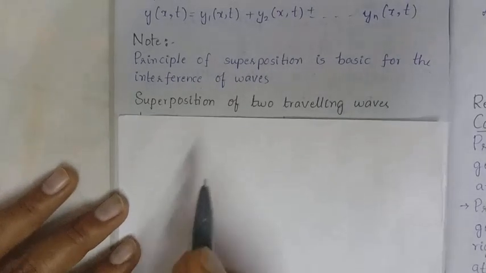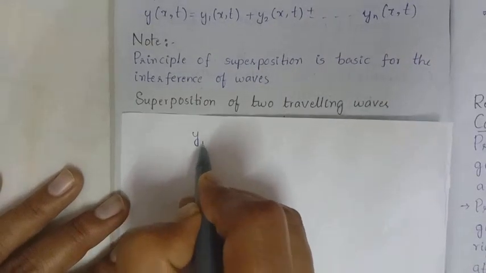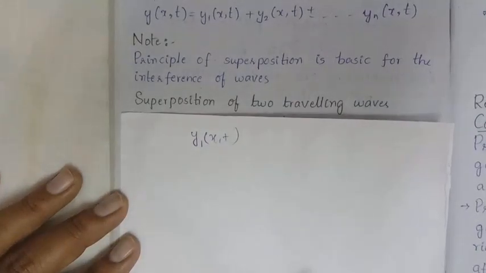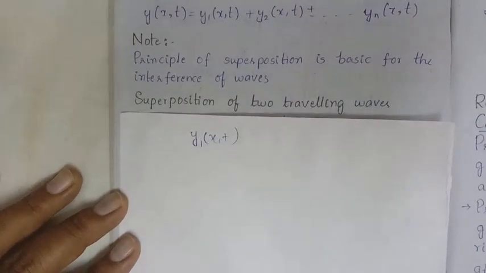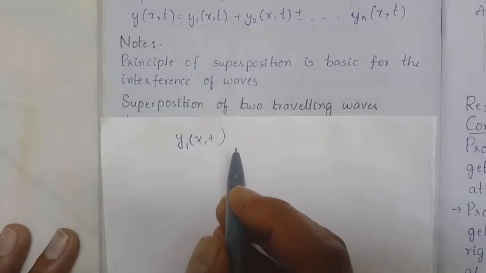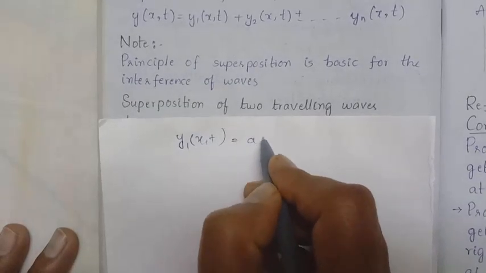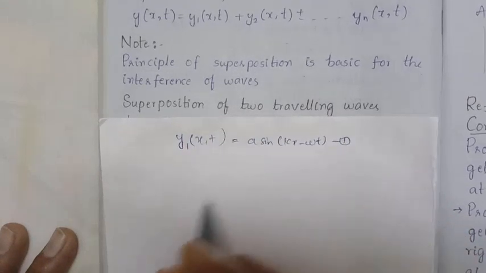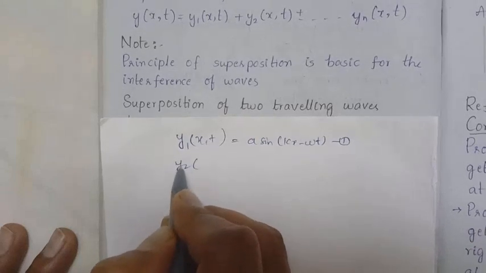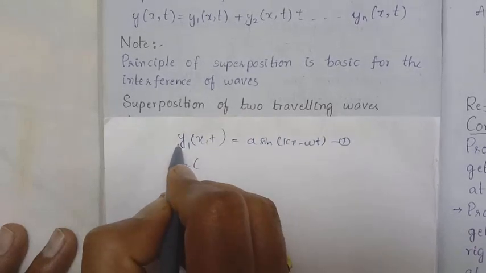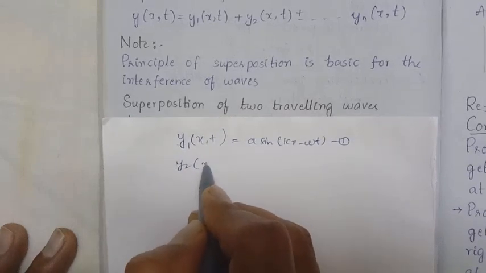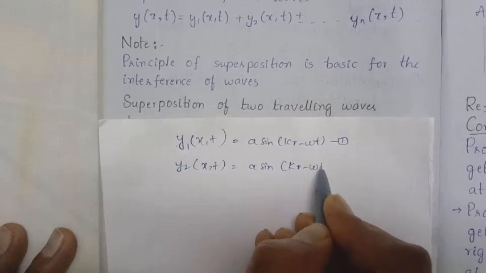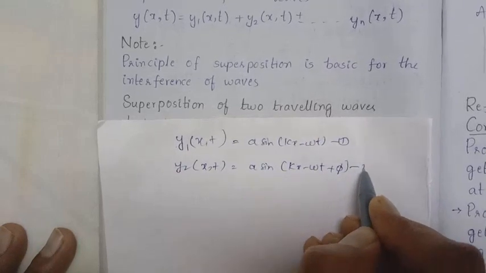I will do the calculation once again here. Suppose y1 is y1 of x comma t, equal to a sin(kx - ωt). It is the one wave. And the second one is y2. Here y2 means the displacement. First wave displacement is y1, second wave displacement is y2: a sin(kx - ωt + φ). It is the second wave.